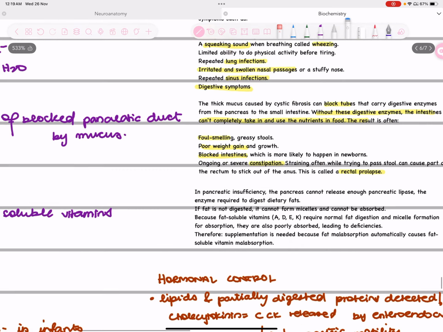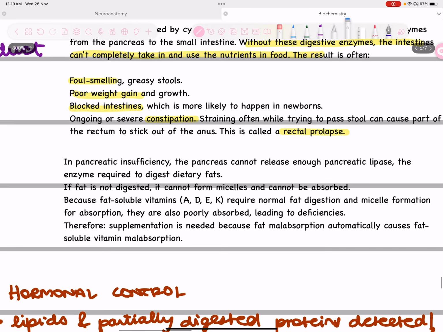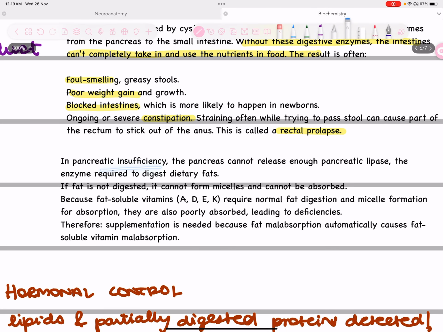Now, yes, here they're saying that in pancreatic insufficiency, the pancreas cannot release enough pancreatic lipase enzyme required to digest dietary fats. So because the pancreas is not releasing enough pancreatic lipase enzyme, dietary fats are not being digested. And because dietary fats are not being digested, they cannot form micelles and they cannot be absorbed. And then fat soluble vitamins A, D, E, K require normal fat digestion and micelle formation for absorption. They're also poorly absorbed, leading to deficiency.